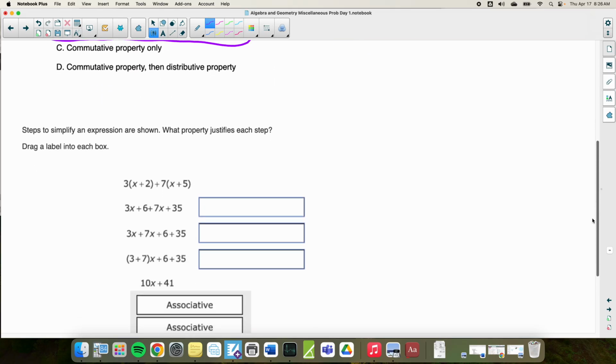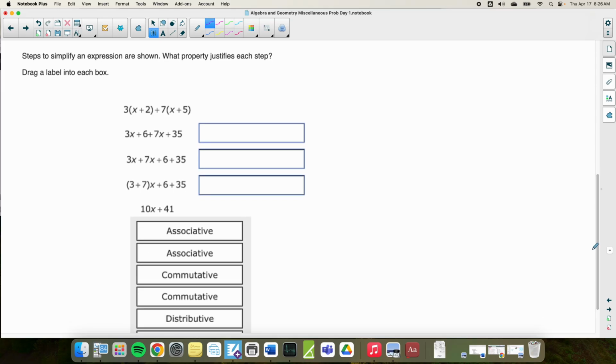Okay. Now if we look here, this is kind of like an algebra proof a little bit. So they're going from here to here and asking you what property it is. And these are what you get to choose from. What did they use from here to here? Distributive, very good.